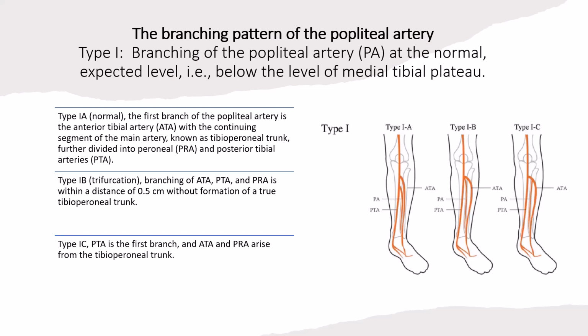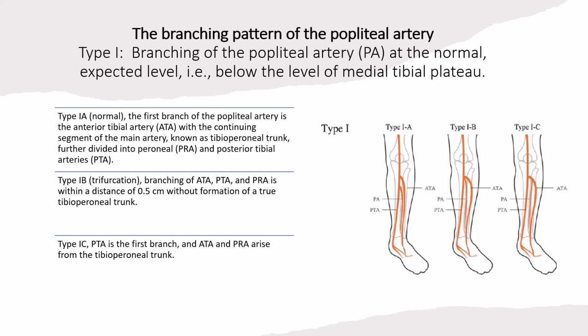In type 1, branching of the popliteal artery is at the normal expected level, that is below the level of the medial tibial plateau. In type 1a, the first branch of the popliteal artery is the anterior tibial artery, with the continuing segment of the main artery known as the tibio-peroneal trunk, further divided into peroneal and posterior tibial arteries. In type 1b, branching of the anterior tibial artery, posterior tibial artery, and peroneal artery is within a distance of half a centimeter without formation of a true tibio-peroneal trunk.